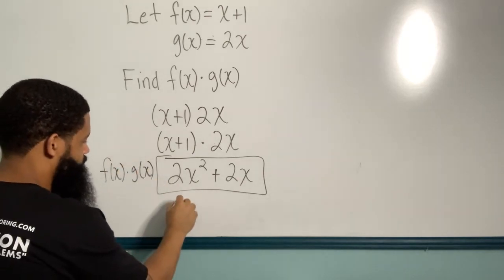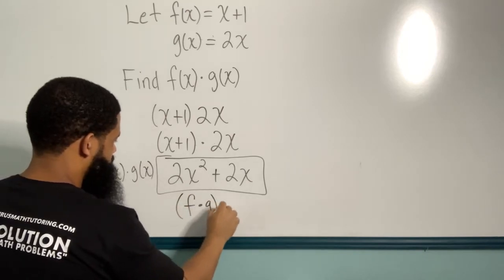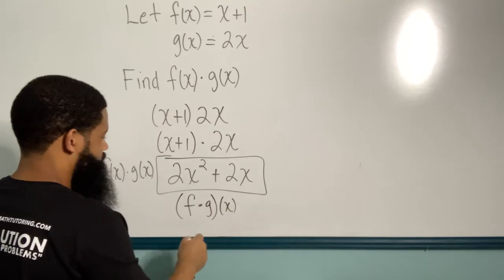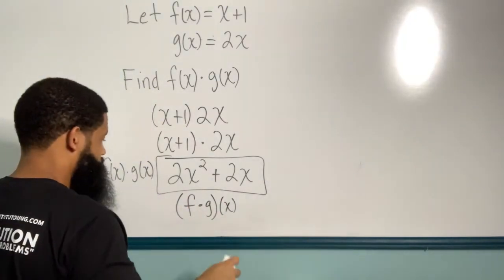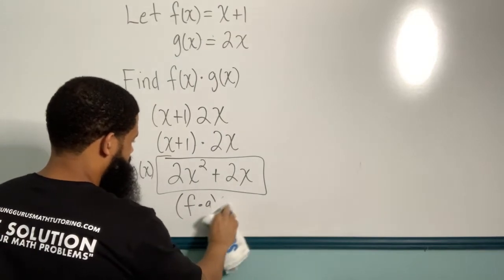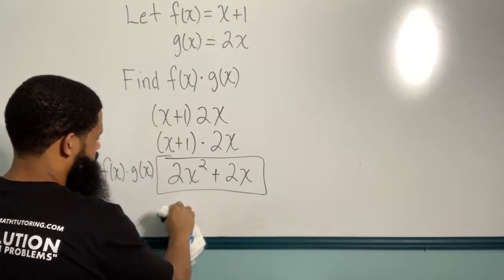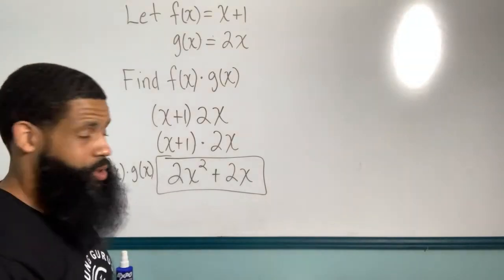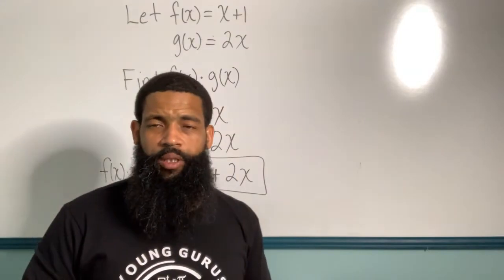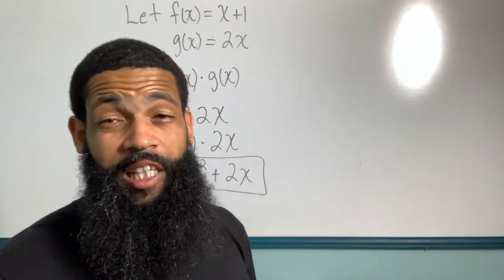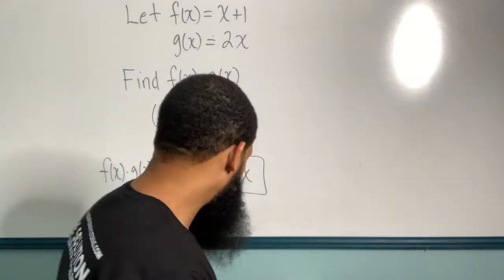You might also see it like this: f times g of x. Now, don't confuse that with f of g of x. That is the difference. So I would be careful with this syntax. There are different ways that they show it, but just be very, very mindful. Last but not least, we want to show you f over g of x.